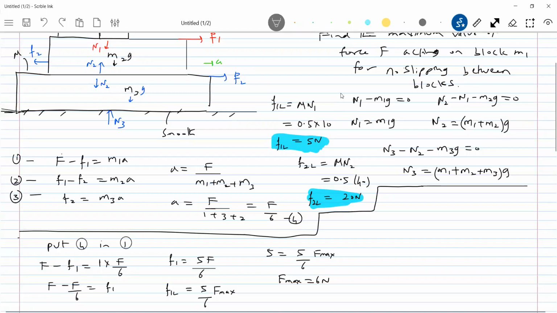So therefore I'll take help of the block M3 there. If you apply a force of 6 Newton.